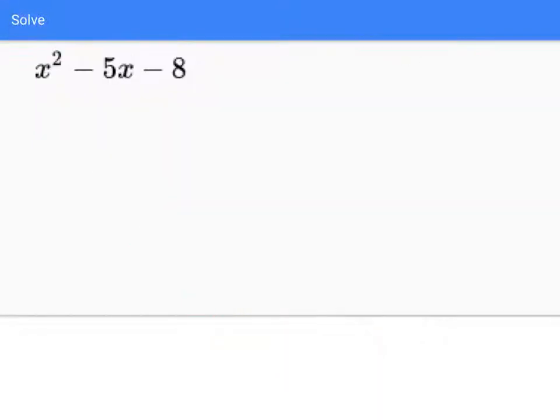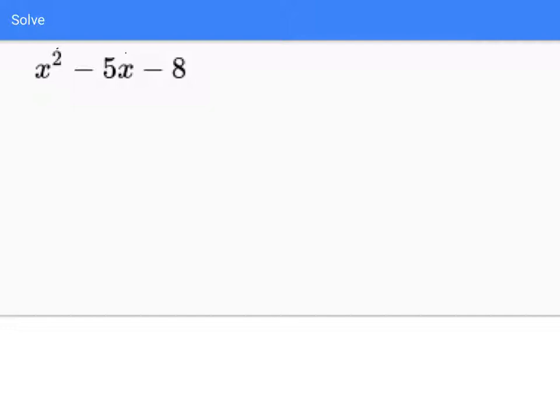Done. Here I have to solve, okay? So the first thing I'm looking at, I have 2, 1. I can't take anything out. What two numbers multiply to get negative 8 and add to get negative 5? 4 and 2, that won't work. I also have 8 and 1, that won't work.